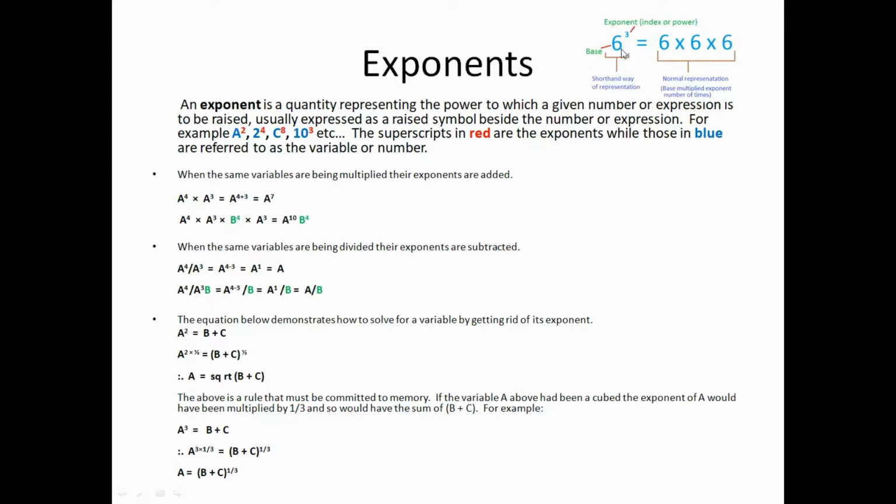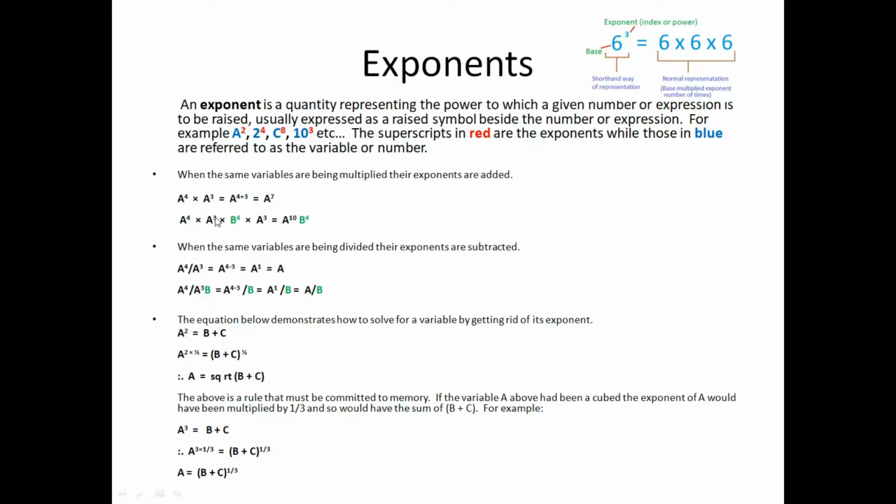Here's an example. Look at this up here. You have the base number, which is 6, raised to the 3rd power. This is the exponent. And so, because it's raised to the 3rd power, that means there are 3 6's that are being multiplied. Right? So in this case, you would have 4 a's plus 3 a's, which gives you 7 a's, a to the 7th power.